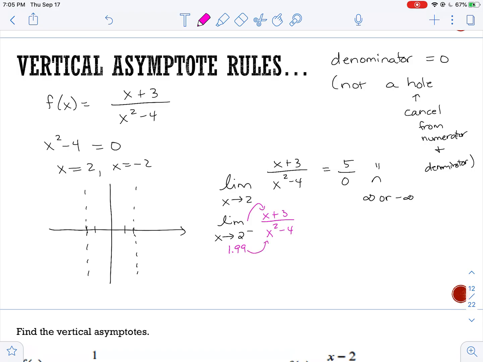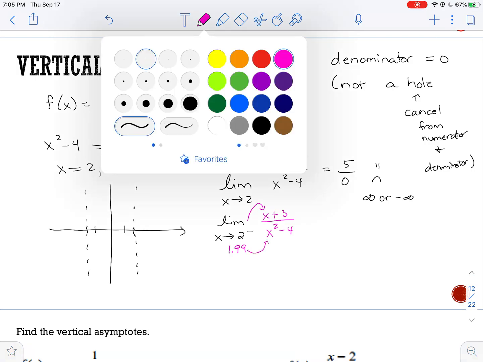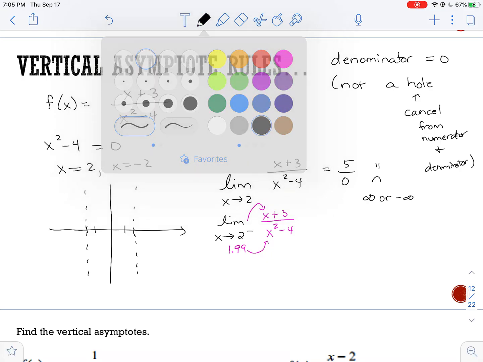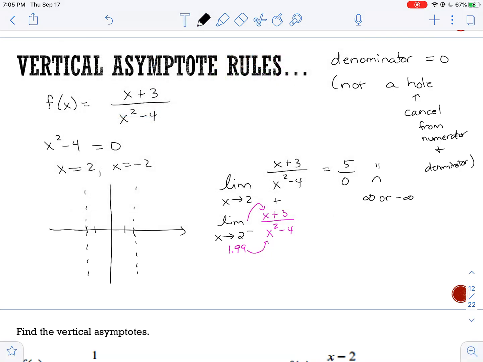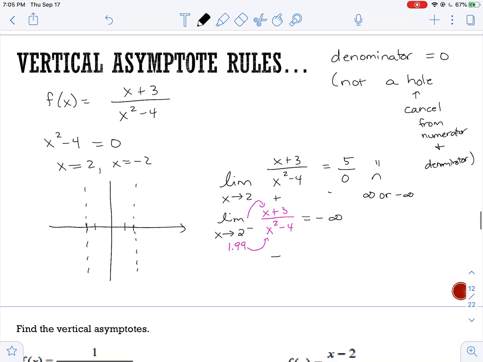So if I try that, that would be (x plus 3) over (x squared minus 4). If I took 1.99 and plugged it in for both of these, 1.99 plus 3 would give me a positive number. 1.99 times 1.99 minus 4, well, that's going to be a negative, because 1.99 squared is going to be smaller than 4. And a positive over a negative is a negative, so this answer is going to be negative infinity.